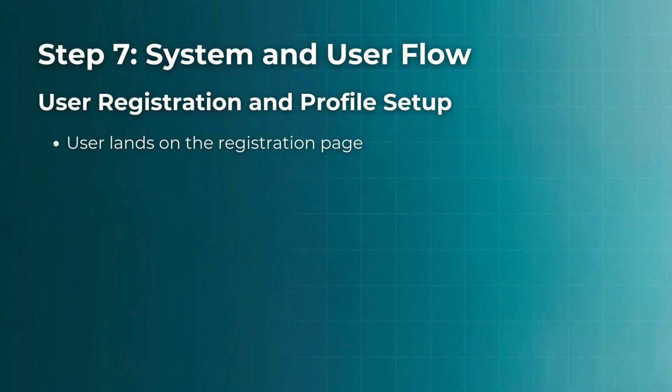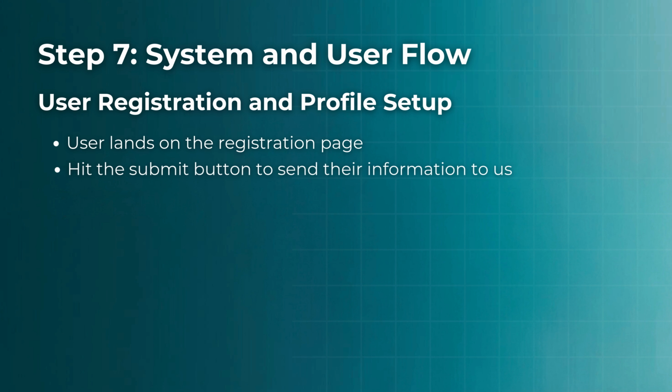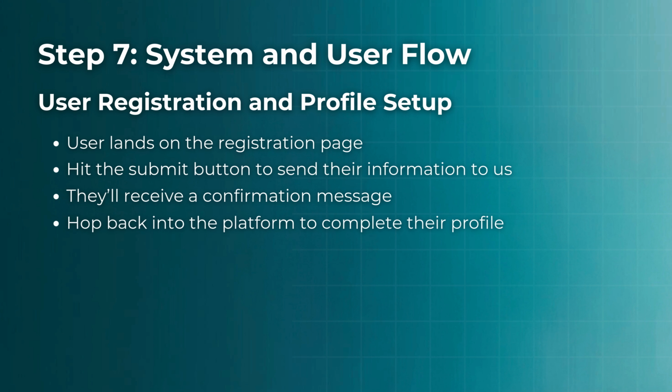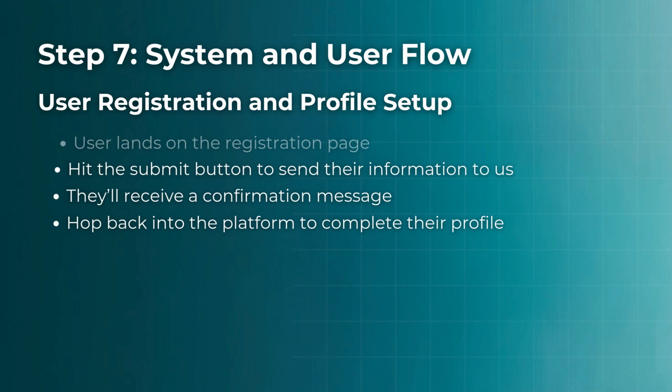They'll see a form where they need to fill in their personal details like name, email, and password. Once they're done, they hit the submit button to send their information to us. Next, they'll receive a confirmation message, either by email or SMS. This is a quick way to verify their account and make sure everything is good to go. After confirming, the user can hop back into the platform to complete their profile. This includes fun stuff like adding a profile picture and writing a bio to show the world who they are.